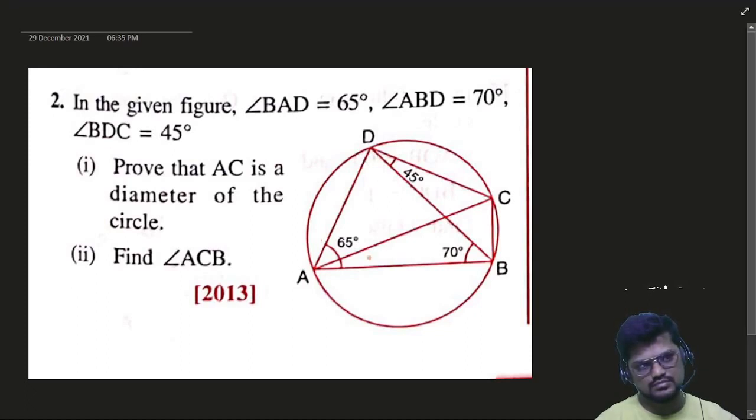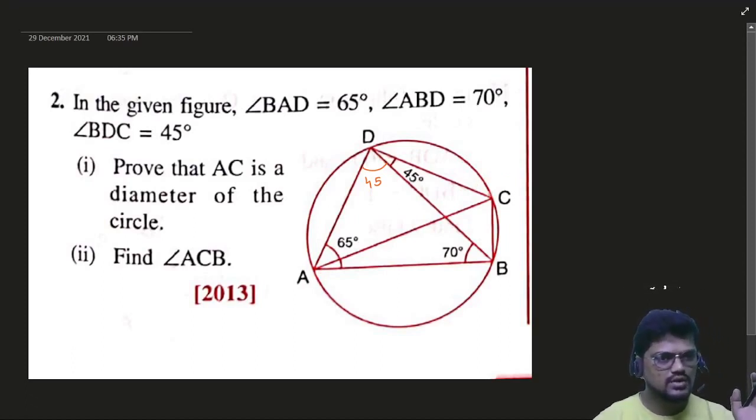When any angle subtended from it is 90 degrees. So, which angle should be 90 degrees? Either ADC or ABC. Exactly. If they are 90 degrees, then we can say that AC is a diameter. Now, how can we find those angles? See, if this is 70, this is 65, this will be how much? Using the angle sum property of triangle, this will be 45. So if this is 45, this is 45, angle ADC is 90. And since angle ADC is 90, therefore AC is the diameter.